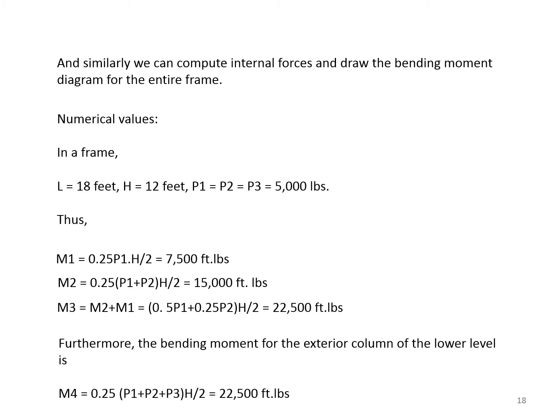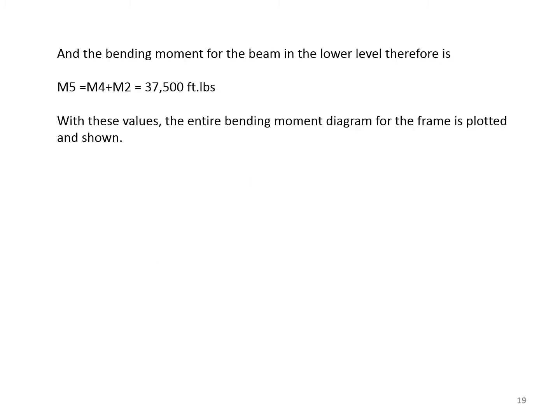Furthermore, the bending moment for the exterior column of the lower level is M4, which is 0.25 times the total shear at that level. The total shear is P1 plus P2 plus P3 times half of the height of the column. So we'll have 22,500 foot-pounds. And finally, the bending moment for the beam in the lower level is obtained from equilibrium, which is the summation of M2 and M4, and that is 37,500 foot-pounds.